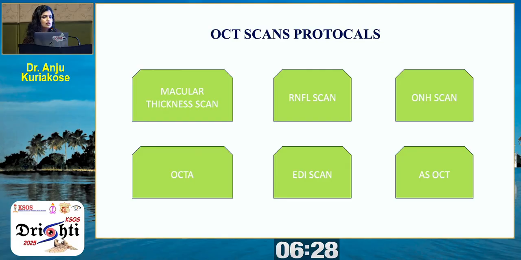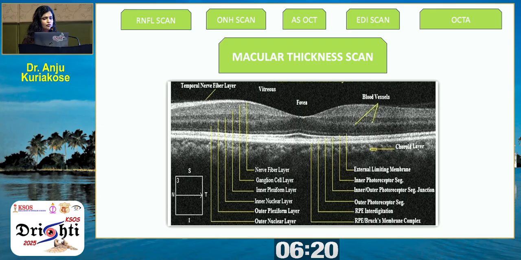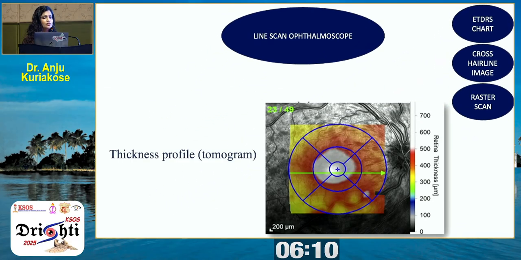So next, after the systems, we'll move on to the OCT protocols. It includes 6 protocols. First is macular thickness, which is the most important one, because it has this line scan, which is the one we use for the thickness profile and is commonly used.